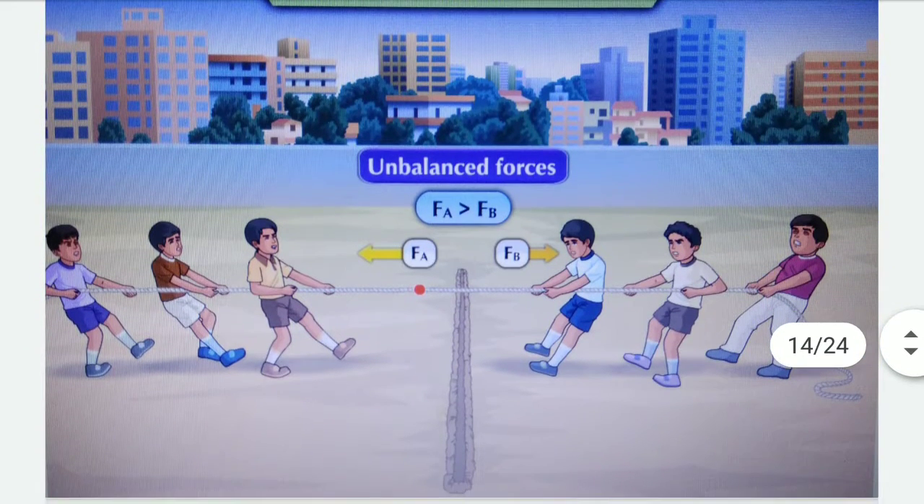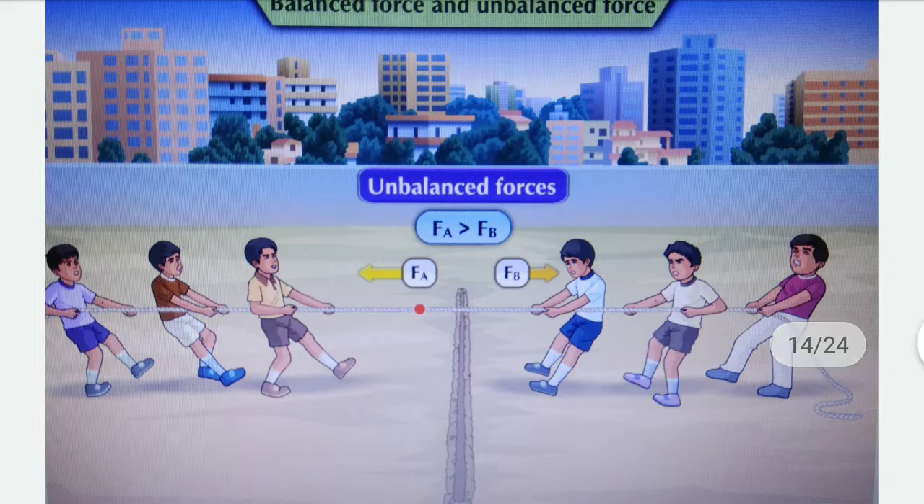But as you see in this picture, the force applied from the left side is greater, that is, FA is greater than FB, therefore the rope, that red point, is attracted towards the left side. The red point is on the left side.